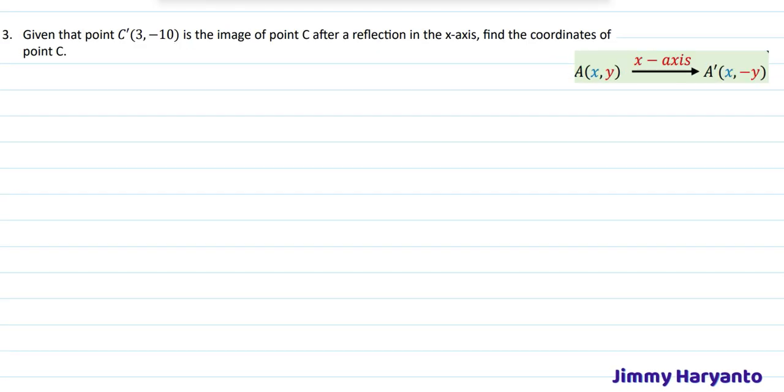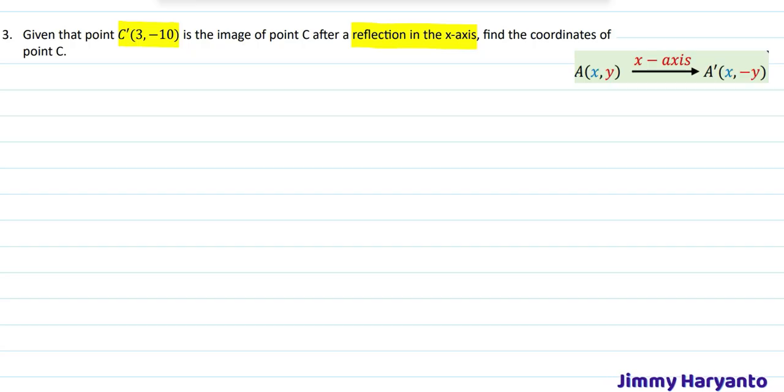Next is example question 3. For example question 3, the image of the point is given. So the question is reversed, yeah. And then it says reflected to the x-axis. That means this is the formula. Find the coordinates of the point C.